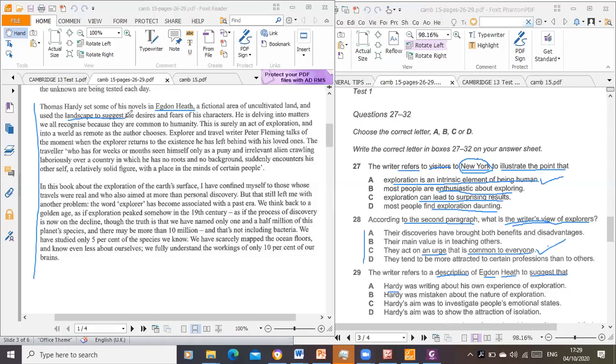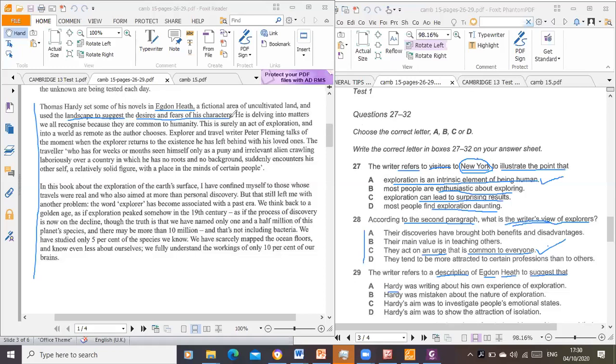I don't need to read any longer. The writer refers to a description of Egdon Heath to suggest the desires and fears; he used it to talk about the desires and fears of his characters. He's delving into matters we all recognize because they are common to humanity. This is surely an art of exploration into a world as remote.